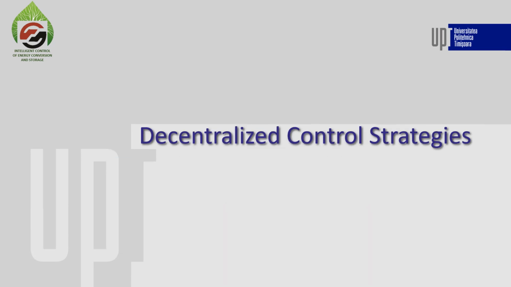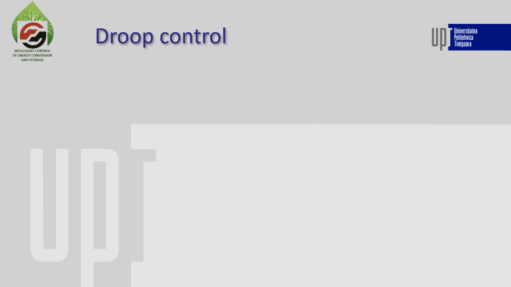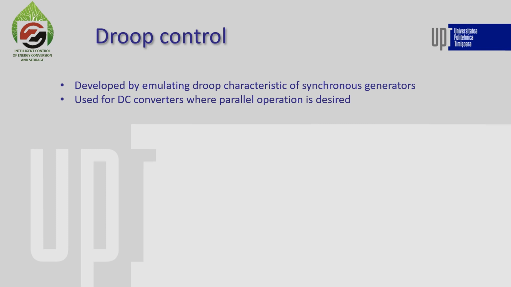This presentation focuses on decentralized strategies as they are most suited for small-scale, small power applications, and the Droop power sharing methods used for these strategies can be upgraded in centralized or distributed structures. The Droop control was developed as a power sharing strategy by emulating the droop characteristic of synchronous generators and was later used for DC converters where parallel operation of multiple modules was required. The method was also used in various papers as a decentralized control method for microgrids.